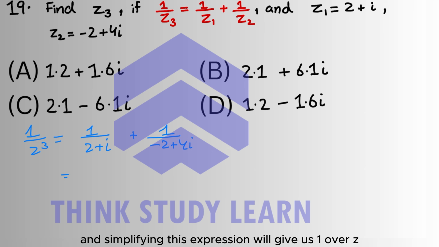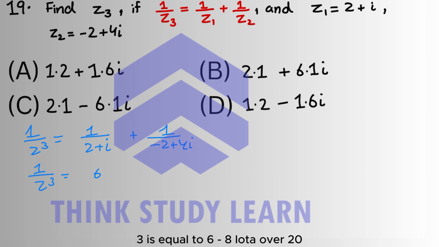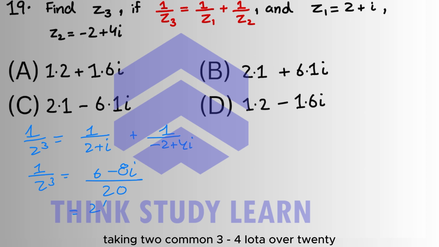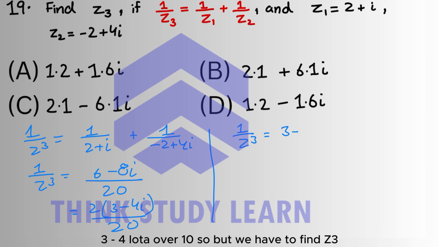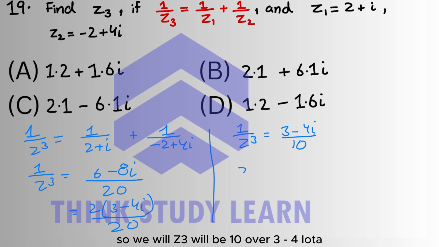Taking LCM and simplifying this expression will give us 1 over z3 is equal to 6 minus 8 iota over 20. Taking 2 common, 3 minus 4 iota over 20 will give us the simplified expression as 3 minus 4 iota over 10. But we have to find z3, so z3 will be 10 over 3 minus 4 iota.